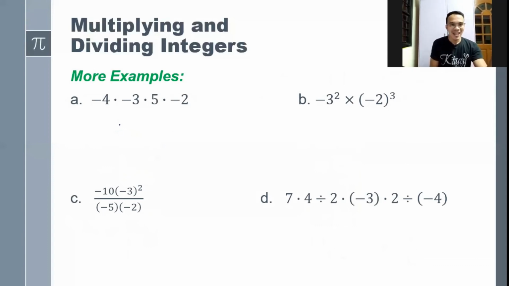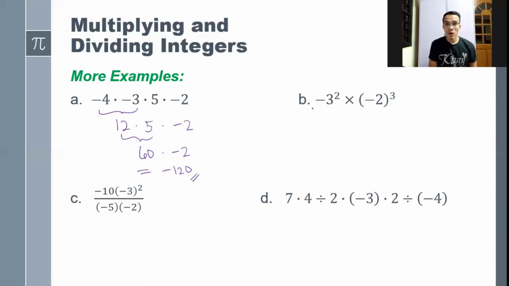Letter A, negative 4 times negative 3 times 5 times negative 2. We are multiplying 4 integers here. Negative 4 times negative 3 is positive 12 times 5 times negative 2. 12 times 5 is 60 times negative 2. 60 times negative 2 is negative 120. Final answer.